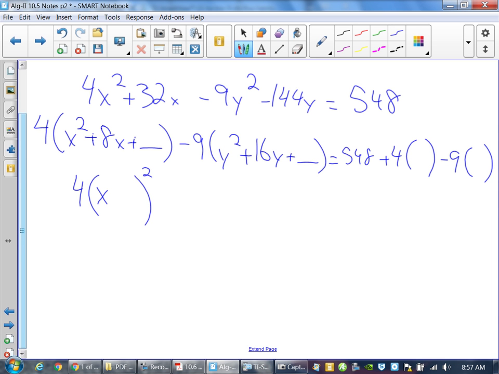Well, what's half of 8? 4. What's 4 squared? 16 here and a 16 there. I do the same thing with half of 16. I rewrite minus 9, it'll be a y. Well, what's half of 16? 8. What's 8 squared? I put a 64 here and a 64 there.